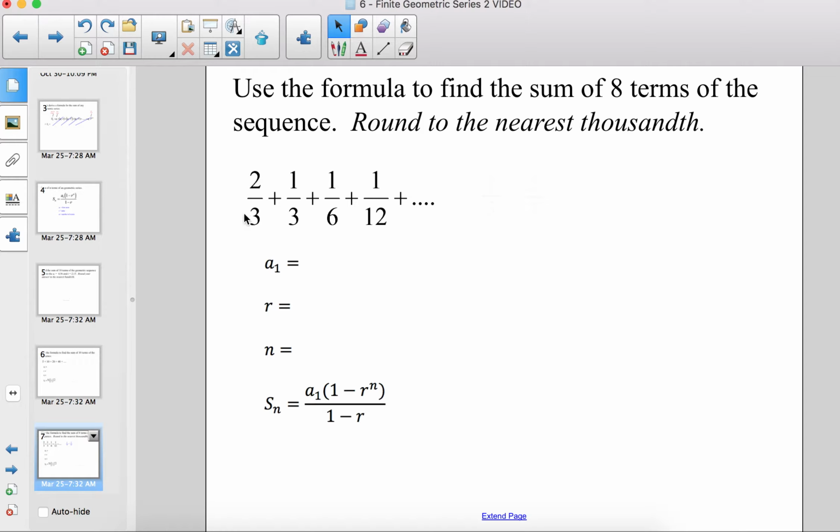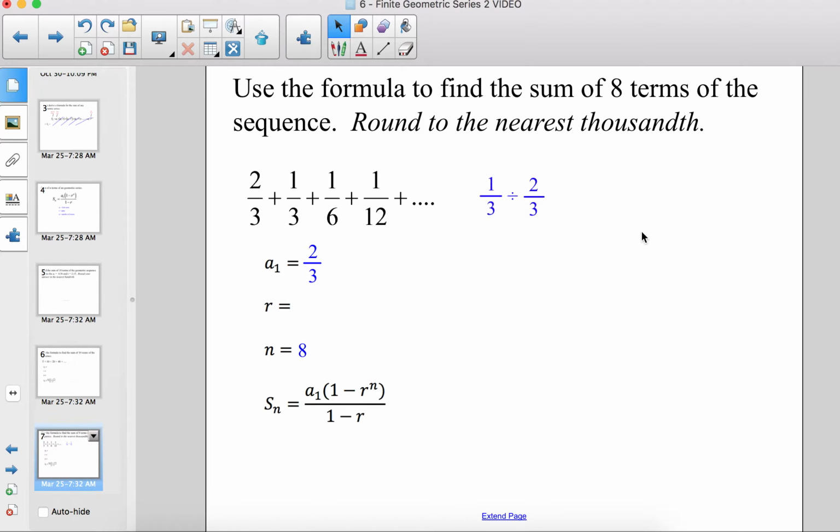So let's answer the easy questions. First term, 2/3. Number of terms, 8. The ratio, it's kind of tricky. So we talked about this the other day. The best way to do this is to take one term and divide by the previous term, because that's the opposite of how you get from the first to the second. So to go backwards, we're going to divide.